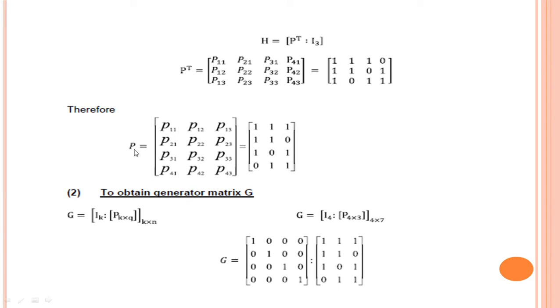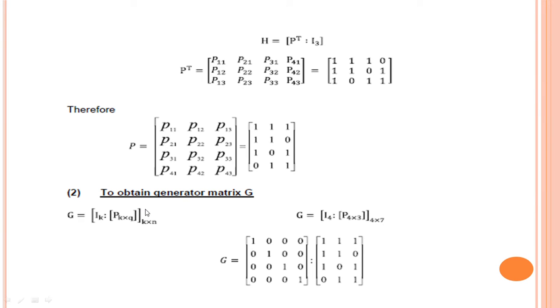From this we are going to write the submatrix. The submatrix can be written by interchanging the columns and rows. So the first row of P transpose can be written column-wise for the submatrix: 1110 as a column, 1101 as a column, and 1011 as a column. This gives us the submatrix.